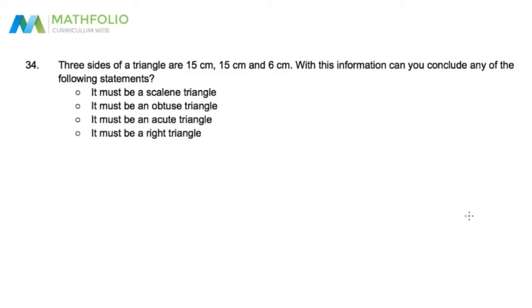Question number 34. We're told that 3 sides of a triangle are 15, 15, and 6 centimeters. So we know that the longer sides are going to be joined by something that's shorter, because this is 6 centimeters, this is 15 centimeters, and this is 15 centimeters. So although it isn't to scale, it would kind of look like this. And we know that this is an isosceles triangle, and these two sides are the same, and these two angles are going to be the same.